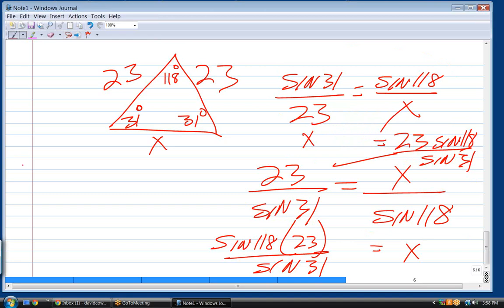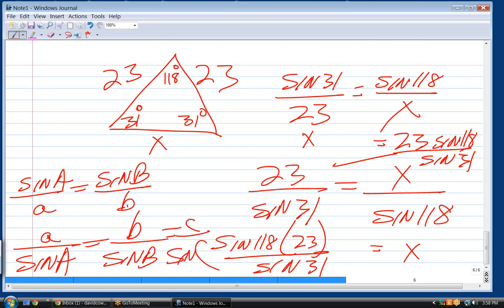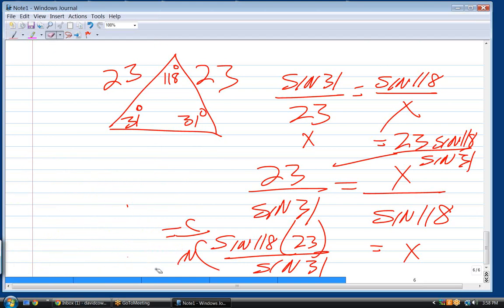It isn't always the sine of A over A equals the sine of B over B. Sometimes you can say A over the sine of A equals B over the sine of B equals C over the sine of C. In other words, either way is correct. The law of sines works regardless of which orientation you use. But sometimes it makes the problem one step easier if you put your unknown in the numerator, like we did here.